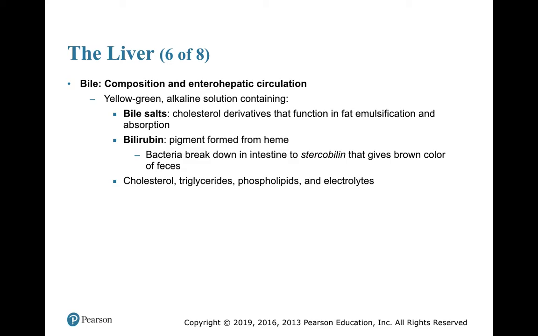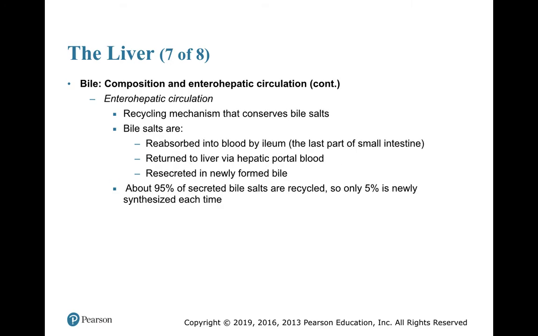Bilirubin is a pigment, so it's colored. It's formed from heme. Bacteria break down that bilirubin in the intestines to stercobilin, and that gives feces their brown color. There are, in addition to that, cholesterol, triglycerides, phospholipids, and electrolytes in bile.